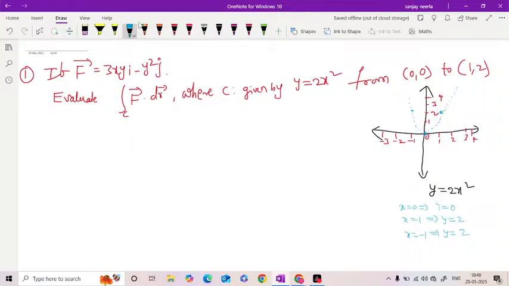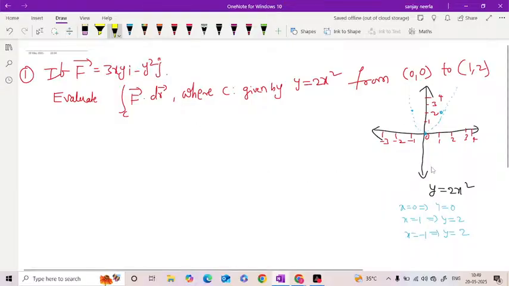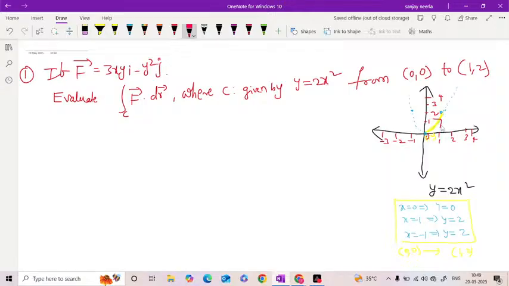But according to the question, we will evaluate the x values. What are the x values here? The point 0, 0 to 1 comma 2. This is the 0, 0 point, and we will solve the problem from 0, 0 to 1 comma 2. So it is the 1 comma 2 point, and this is the 0, 0 point. Okay, this is our curve.